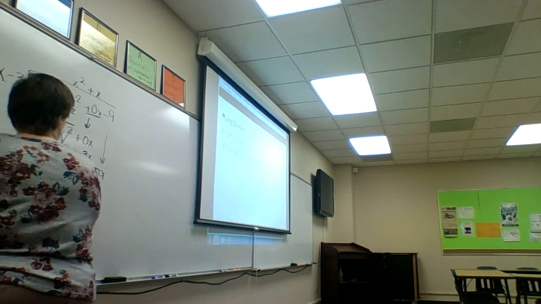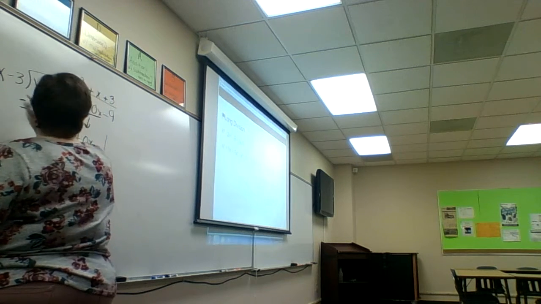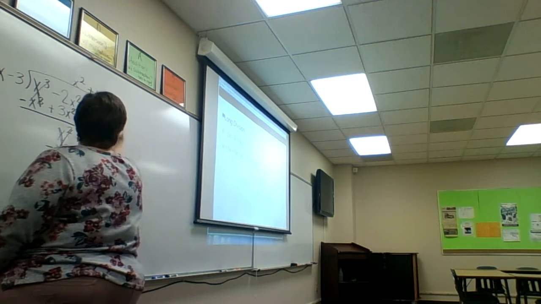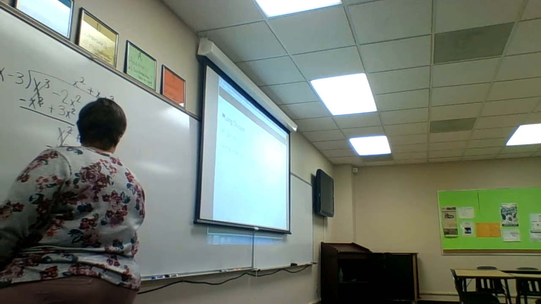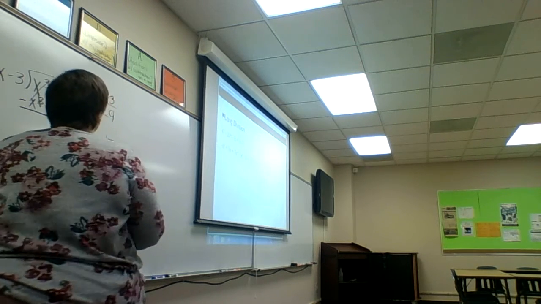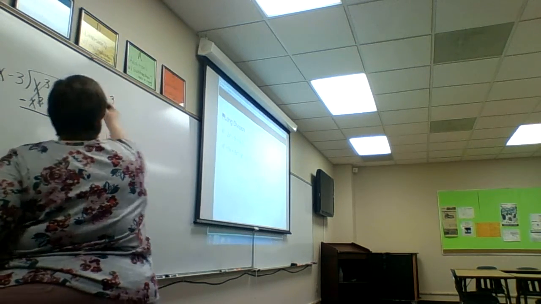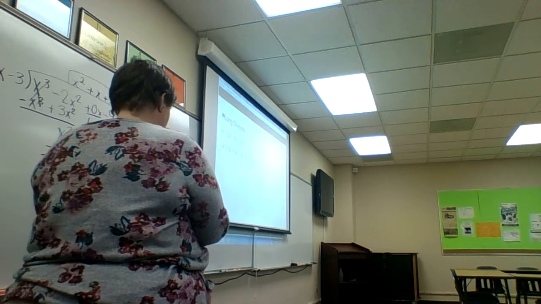How many times will x go into 3x? Should be 3. 3 times x is 3x. And 3 times negative 3 is minus 9. So how many times will it go in? It will go in x squared plus x plus 3.